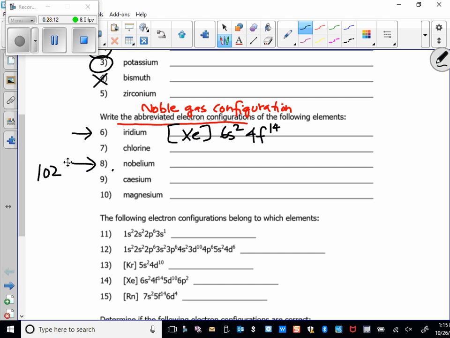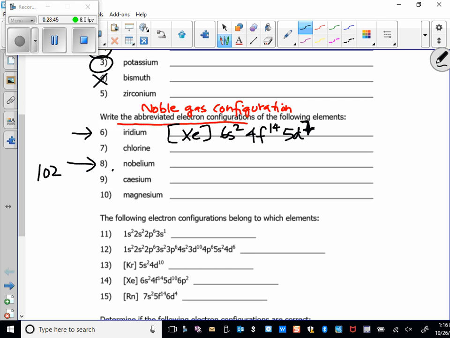4f14. 5d. Is it 5d10? 5d6? 22 plus 54 should be 77. It's 5d7. Does it add up? 1, 2, 3, 4, 5, 6, 7. Sorry guys, it is 7. Only then it adds up, right? Is that good? Are we understanding?